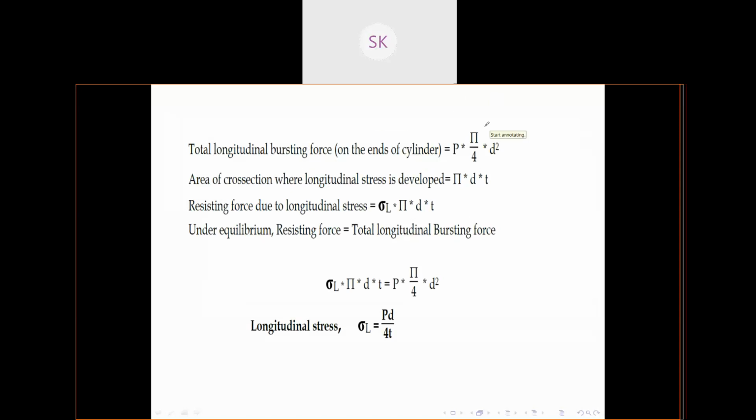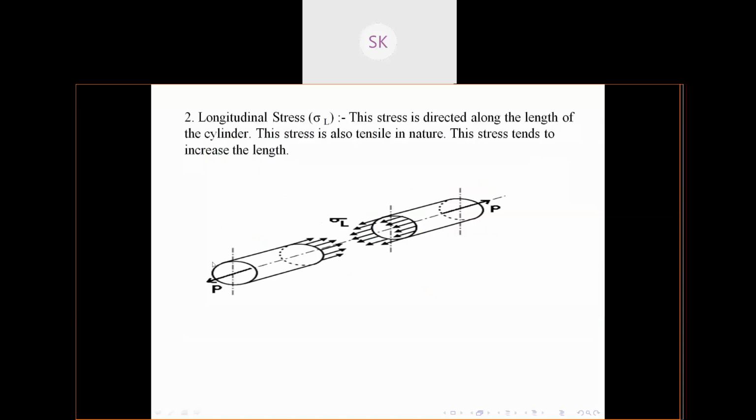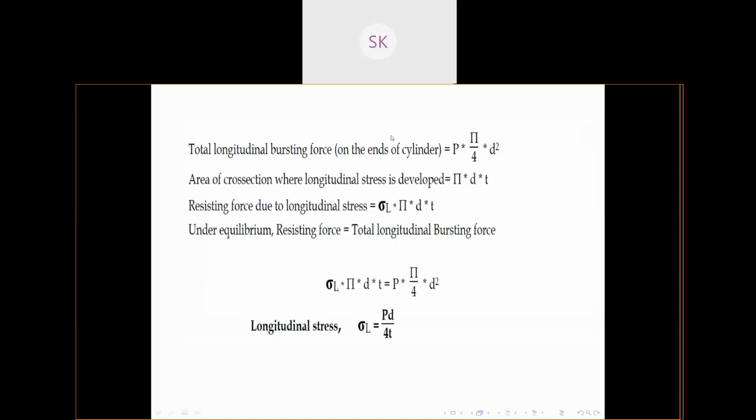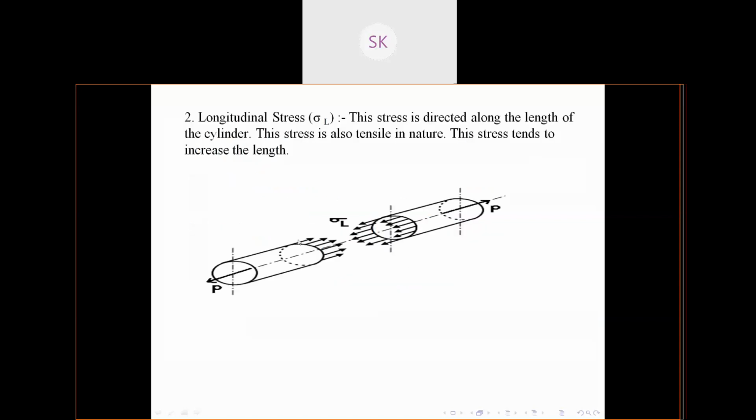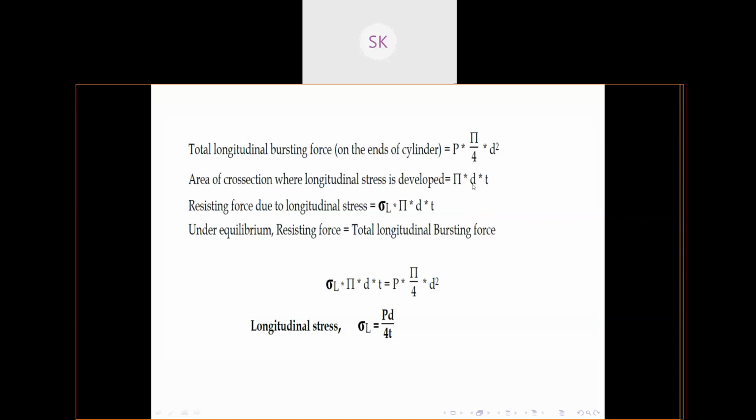Now see, they have taken the area of the cylinder, pressure into area of the cylinder, pi by 4 d square. Pressure is P, and this is the area of the whole cylinder. The area of cross section where longitudinal stress is developed is pi d into t. It will act along this circumference, so they have taken the perimeter pi into d t. This is the cross area, and the stress is sigma L, so sigma L pi d t. This is the overall bursting force we are getting due to the liquid.